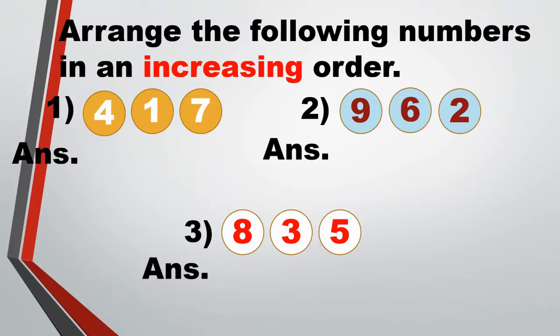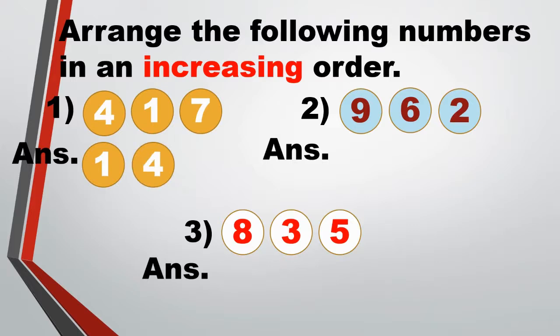We have numbers 4, 1, 7. Which is the smallest number in this line? Yes, 1. 1 is the smallest number in this line. Now tell me, which number will come just after 1? Yes, just after 1 will be 4.